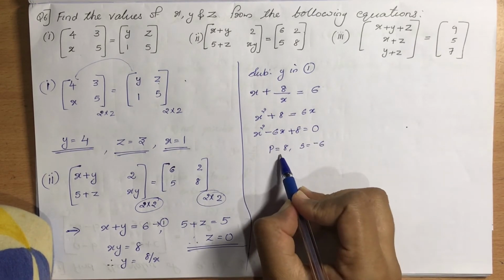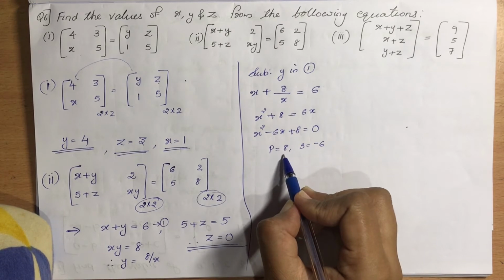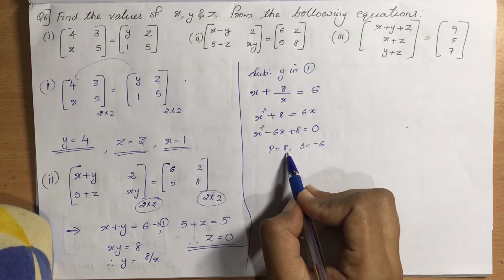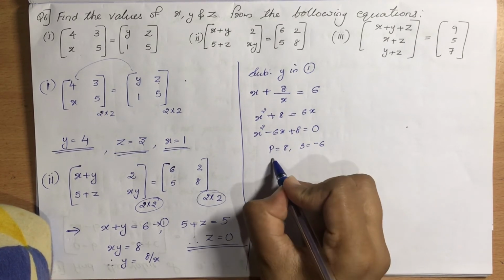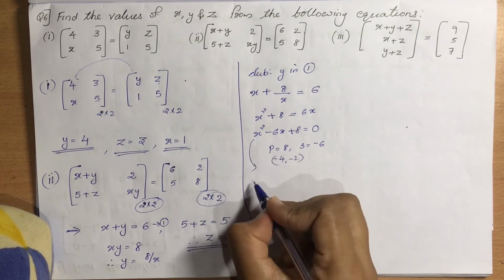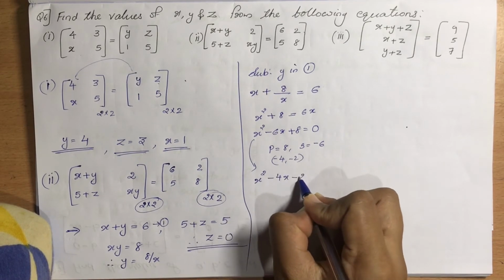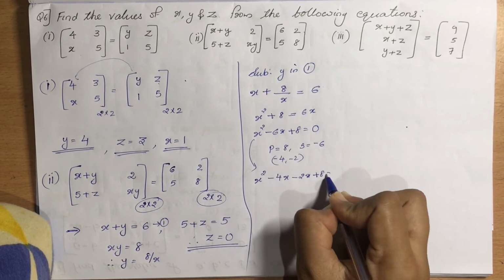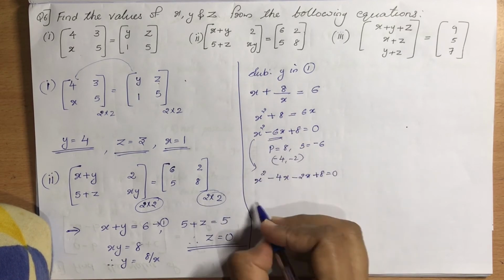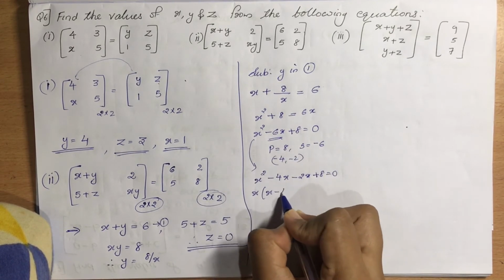So what are the numbers? 4 into 2 is 8. The product is plus means both are minus symbol, right? 4 into 2 is 8, minus 4 minus 2 is minus 6. So what are the numbers? Minus 4, minus 2. Using this, we can split this one. That means x square minus 4x minus 2x plus 8 equal to 0. Splitting the middle term. From here we can take x as common. What is remaining? x minus 4.